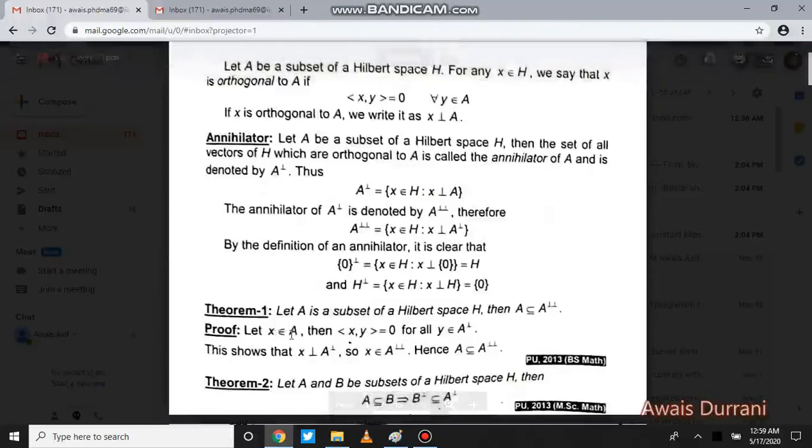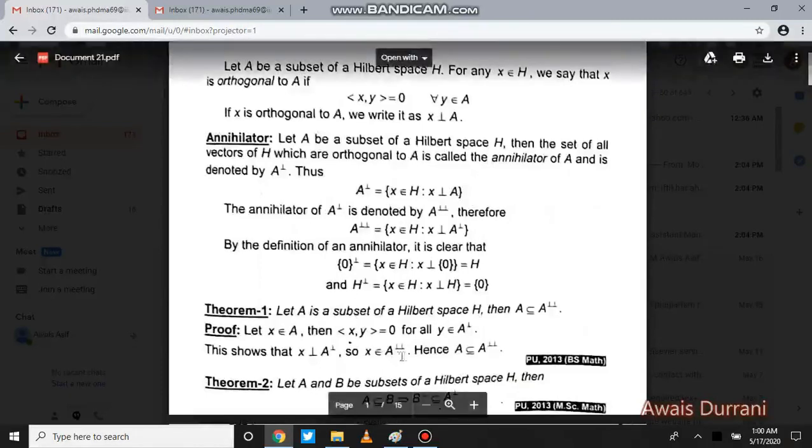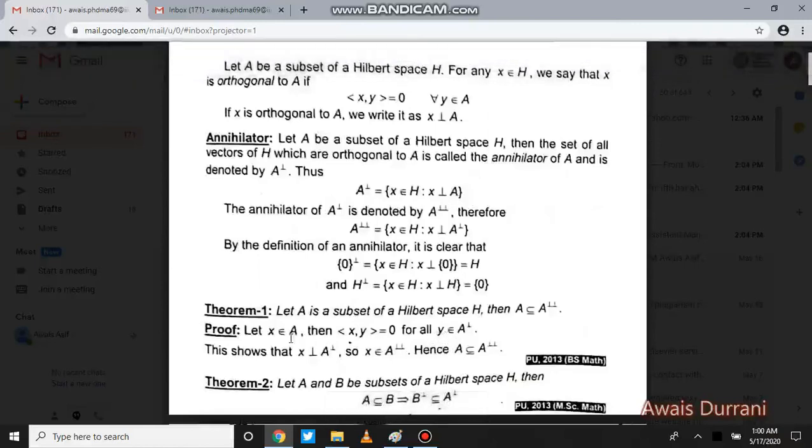If x belongs to A, then the inner product of x and y is equal to 0 for all y belonging to A orthogonal, because whenever y belongs to A orthogonal, it has its orthogonality property with the elements of A by this definition. Therefore, if x belongs to A and satisfies this property, that the inner product of x and y equals 0, then we can say that x belongs to the annihilator of A, and if x belongs to the annihilator of A, then definitely it belongs to the annihilator of the annihilator of A, because when an element x is orthogonal to A annihilator, it belongs to the annihilator of A annihilator.